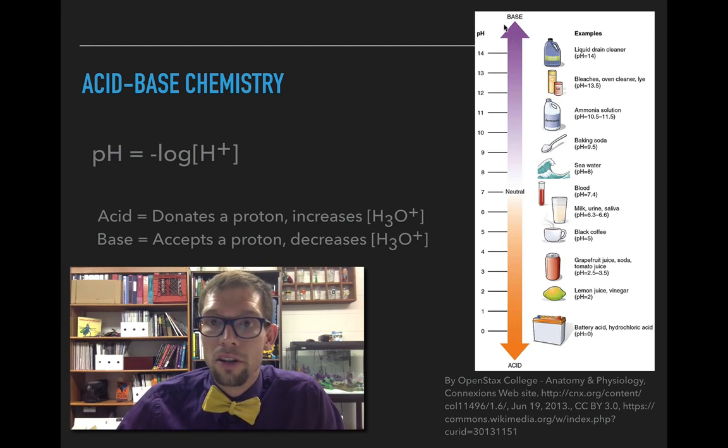And you can look at the pH scale, and anything that's above 7 is said to be a basic solution. Anything that is below 7 is going to be something that is an acidic solution. So anything that donates a proton is going to be an acid because it's going to drive it towards the acidic solution. Anything that accepts a proton is going to increase the pH, so it's going to make the solution more basic.